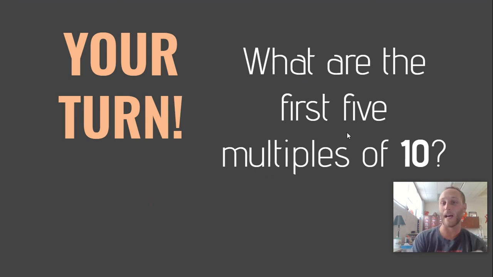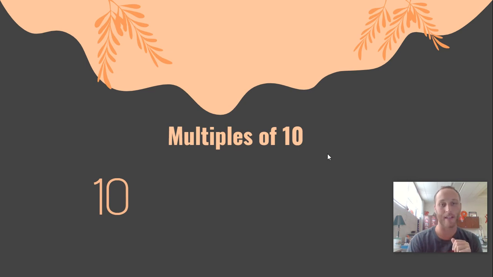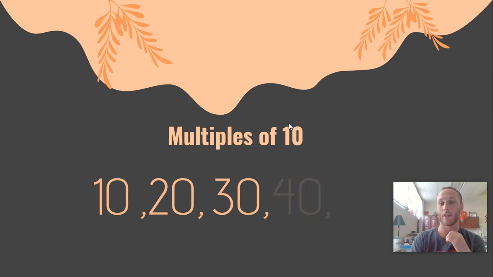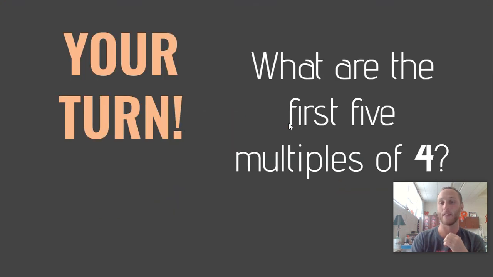What are the first 5 multiples of 10? So start with 10, and I want you to get the next 5. All right, if you start with 10, all you have to do is 10 times 1, 10 times 2, 10 times 3, 10 times 4, or 10 times 5, or skip count by tens. So the first 5 are going to be 10, 20, 30, 40, and 50.